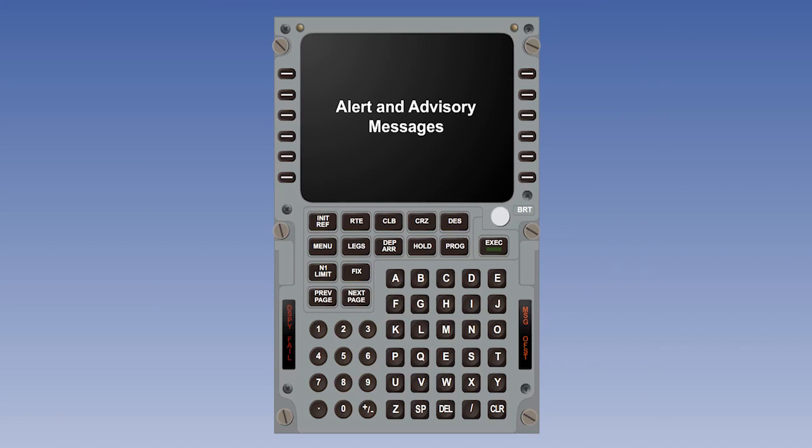We are now going to look at some typical alert and advisory messages. On most systems, there are around 40 to 50 messages, and they vary in detail from system to system, so you are not required to learn these by heart. This is just to show you some representative ones and to show you how the pilots and the FMC interact.